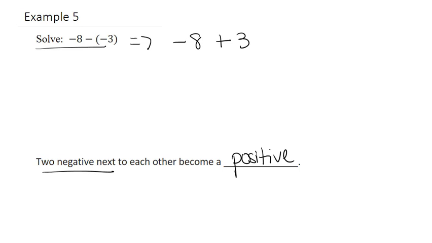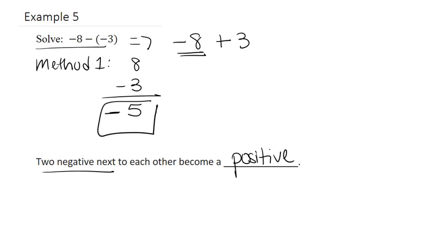So let's look at two ways to solve for this. Let's do method 1. Usually we're better at taking large numbers and subtracting smaller numbers. So what we can do is go 8 minus 3, which is equal to 5. But we know that negative 8 is bigger as a number than 3. So we would keep the sign of the larger number. So that would be negative 5. And that would be our answer.